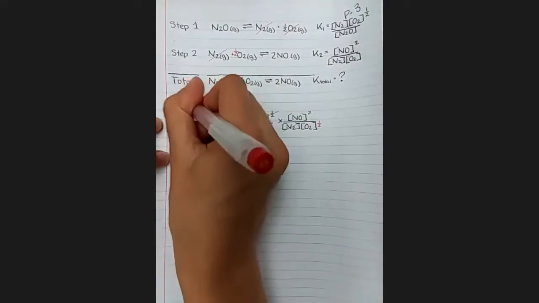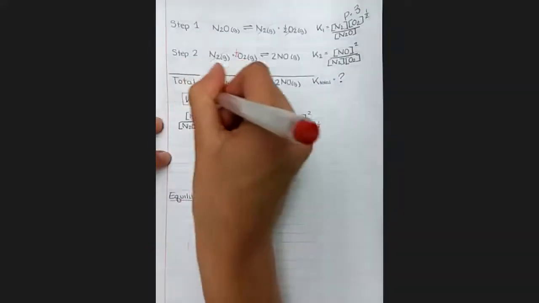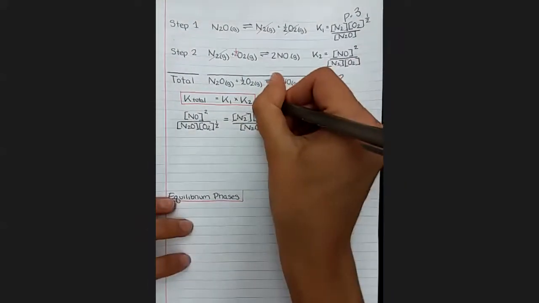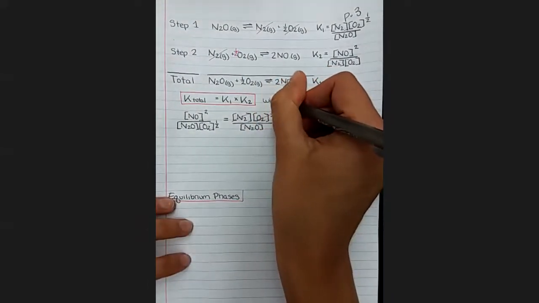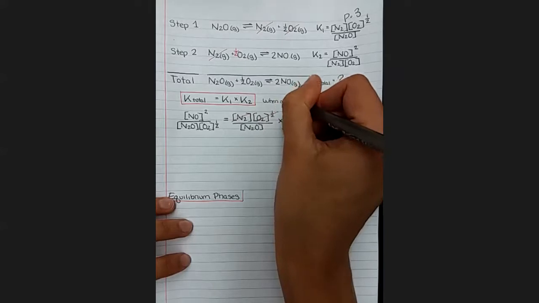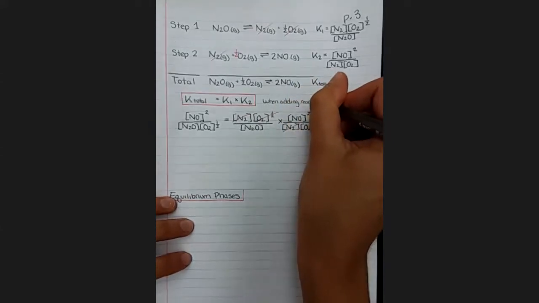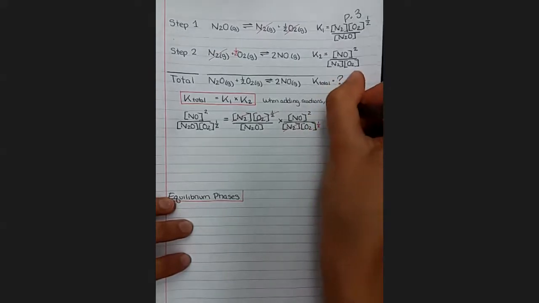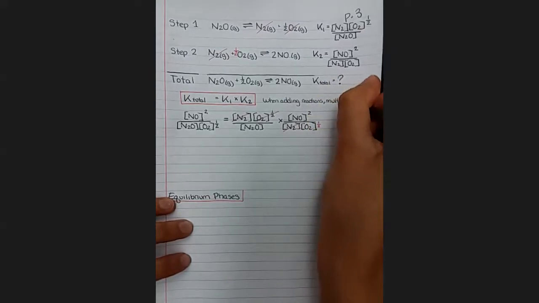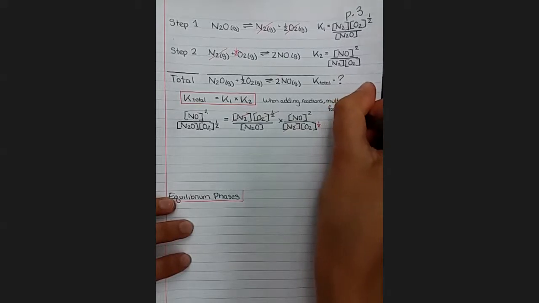So we're going to put this in a box because this is important. And we're going to write it out in words. So when adding reactions together, multiple steps, we need to multiply the K values for each step together.